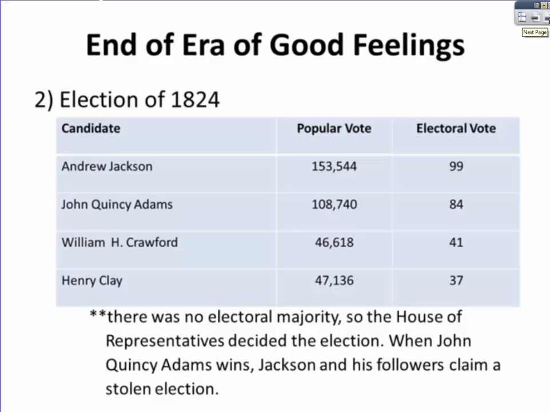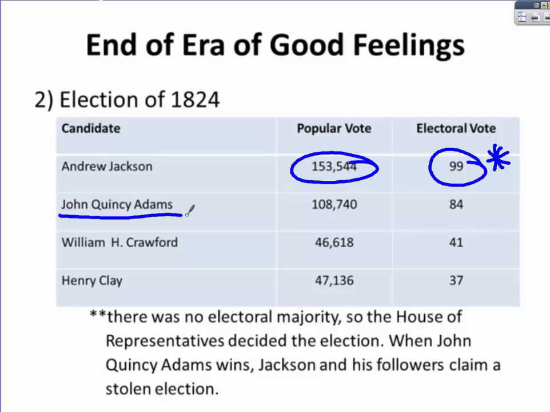The second major issue that led to the end of the era of good feelings was the election of 1824. Andrew Jackson was hands down the favorite candidate of the people and hands down had the most electoral votes. However, this number of 99 was not an electoral majority. So the election goes to the House of Representatives. John Quincy Adams was chosen by the House of Representatives as the next president.